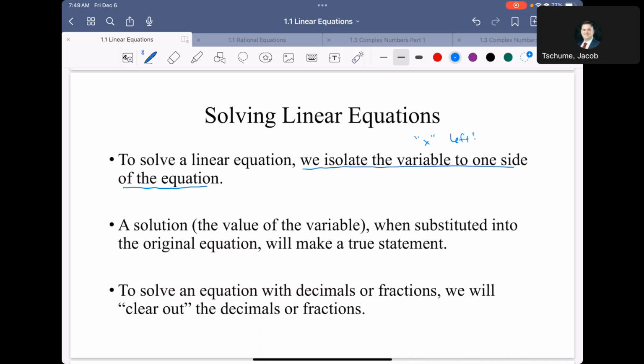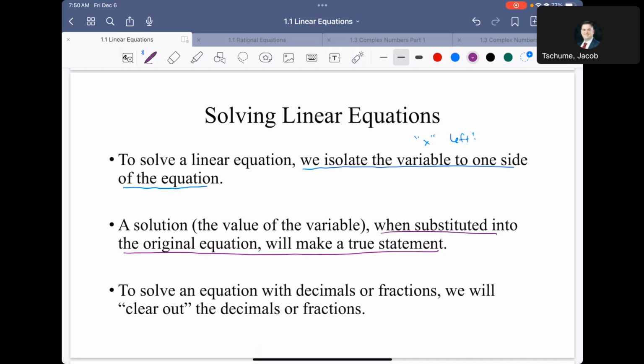All right. When you find your answer, a solution, also known as the value of the variable, is when it's substituted into the original equation, will make a true statement. So one of the nice things about these kinds of problems is that once you find your answer, you can plug that answer back into the original problem, and it should make it a true statement. I won't do that on every single one, but I will show you on the first problem here in a minute how you can check your answer each time when you're done.